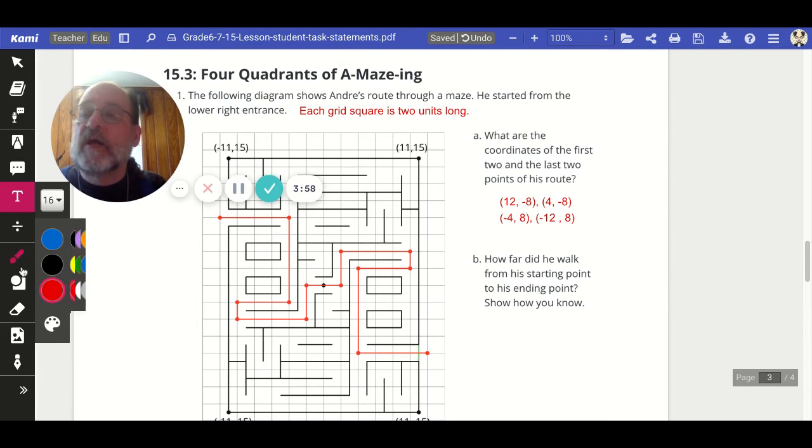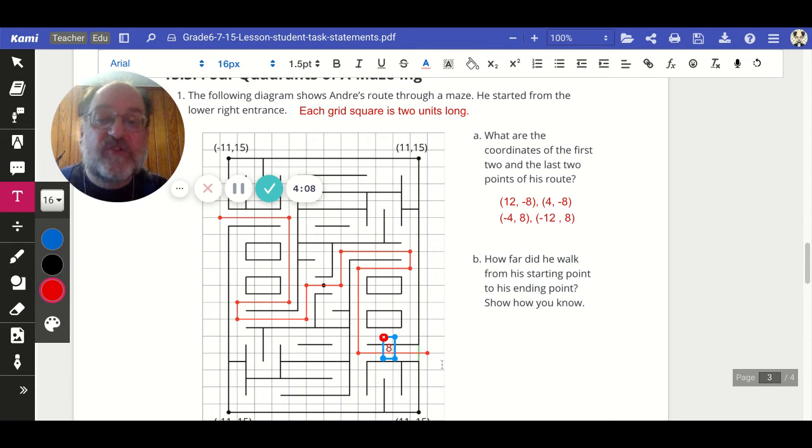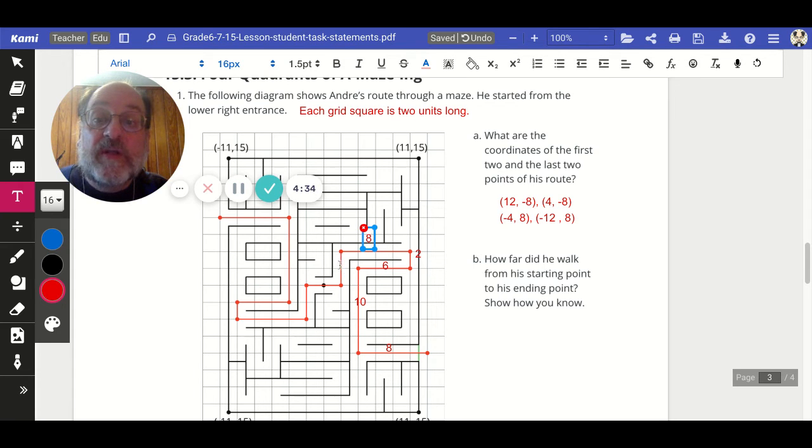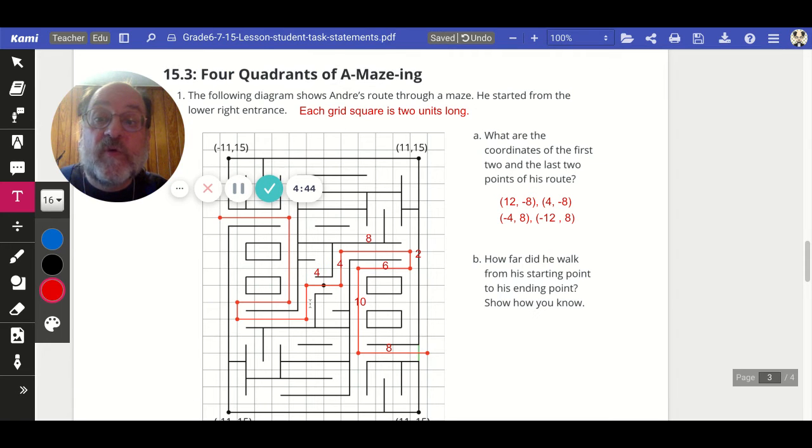Okay, how far did he walk from the starting point to his ending point? Here we go. Let's do some labeling here. All right, I'm going to use some red. So 2, 4, 6, 8. So that is 8 squares. 2, 4, 6, 8, 10. There we go. Got to count that right. That's 10. 2, 4, 6. That little spot right there is 2. 2, 4, 6, 8. That's 8. Going down 2 squares is 4 units. Going over 2 squares is 4 units. Going down 2 squares is 4 units.